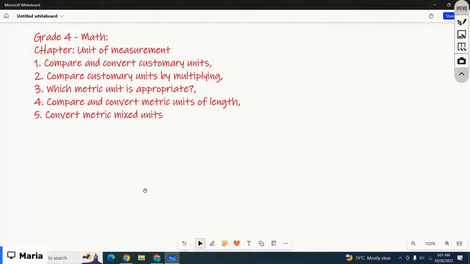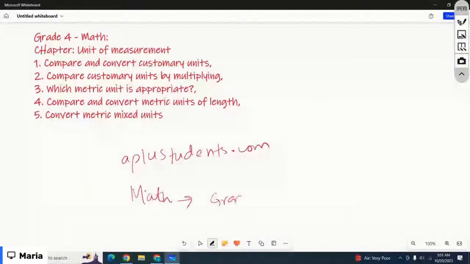We are here for grade 4 math. You can find all the lessons on aplusstudents.com. You have to log in there using your email address and the password provided by the administrator. Then select math from the subject tab. Scroll down to grade 4 and then click on view all lessons.